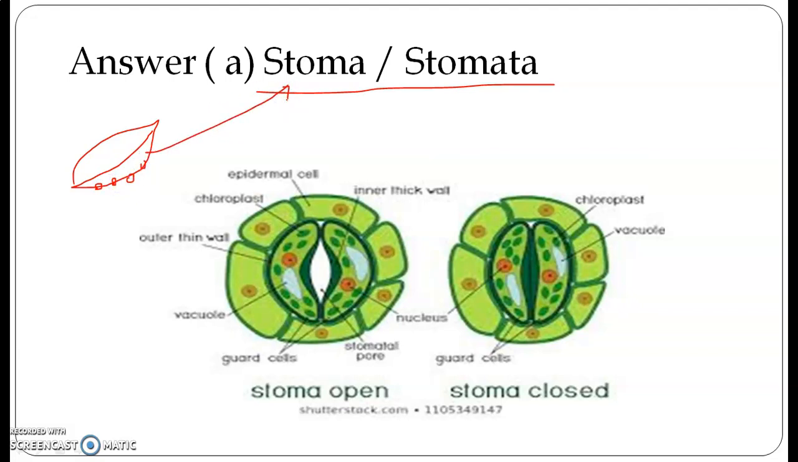Stomata. Each stomata is enclosed by two kidney shaped guard cells. These are known as guard cells. Guard cells basically regulate the opening and the closing of stomata. This is known as a central cavity. In the first diagram, stomata is open, and in this diagram, stomata is closed.